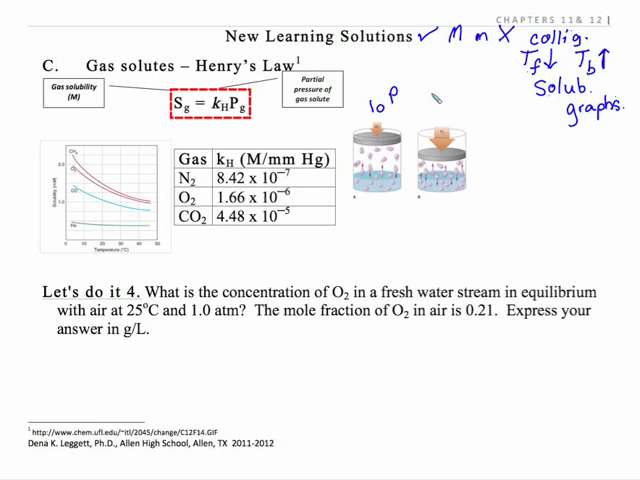So this shows a gas. This would be a low pressure. And you notice that as we increase the pressure, more gas molecules will dissolve. As we increase our pressure, we are going to increase the solubility of our gases. And that's our solubility of our gas.